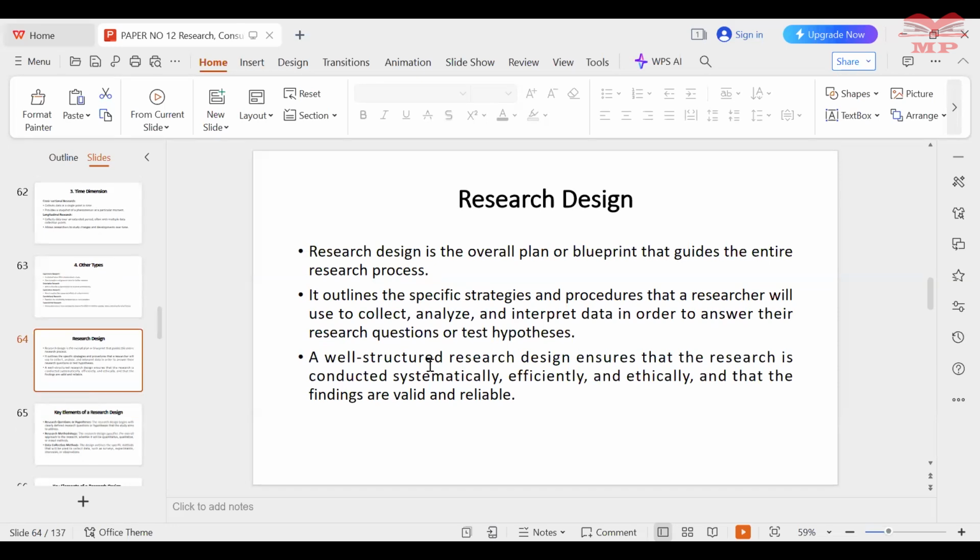It's like a roadmap. When you talk about a research design, it's like a roadmap, and it outlines specific strategies and procedures that the researcher will use to collect, analyze, and interpret, in order to answer the research questions they have or test a hypothesis.